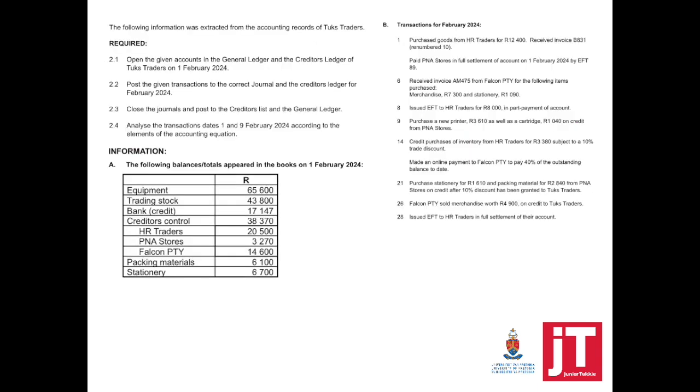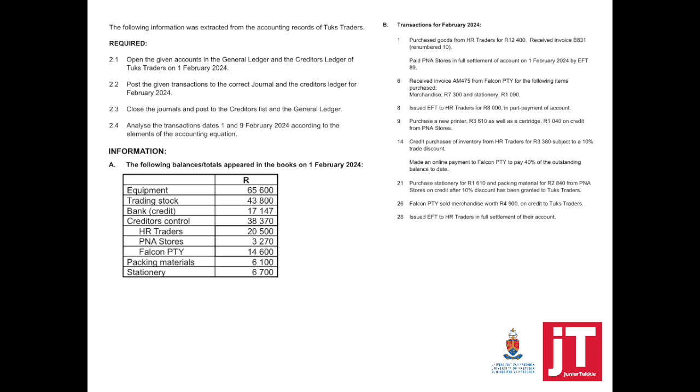We're going to look now at Chapter 3, Activity 2. The following information was extracted from the accounting records of Tax Traders. Required: one, open the given accounts in the general ledger and the creditors ledger. Question number 2, post to the correct journal and the creditors ledger. Question number 3, close the journals and post to the creditors list and the general ledger. And question number 4, analyze transactions number 1 and 9 according to the elements of the accounting equation. So this is what is required of you.